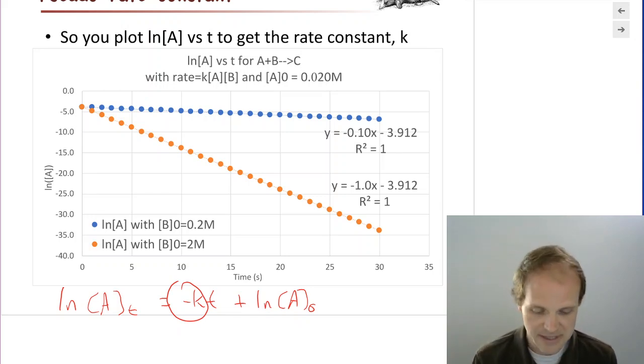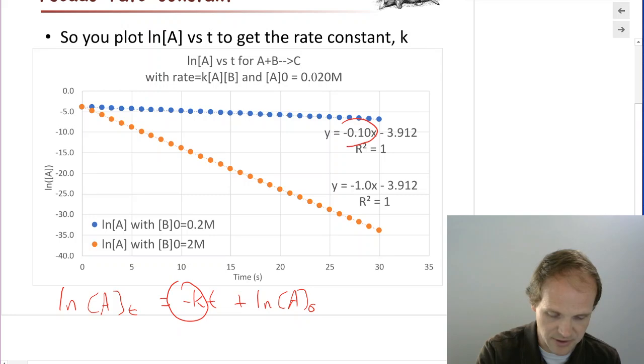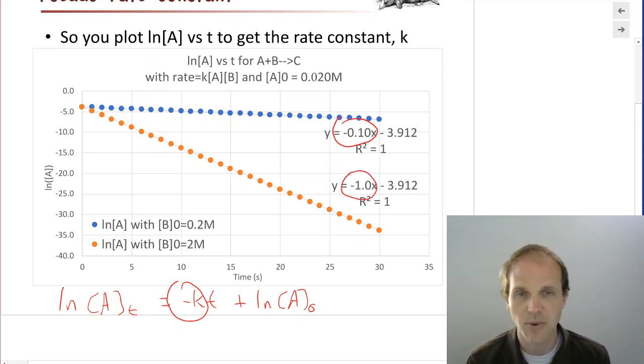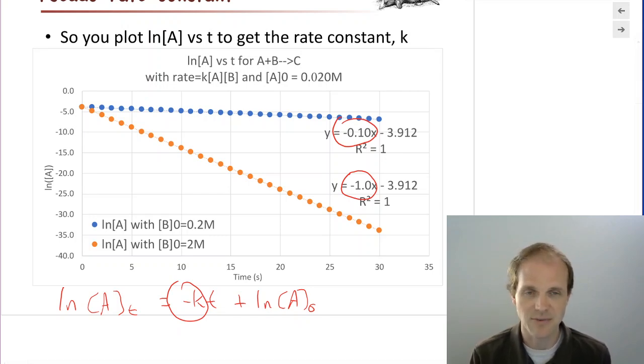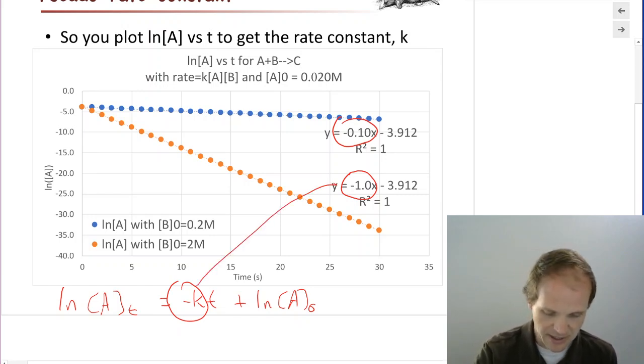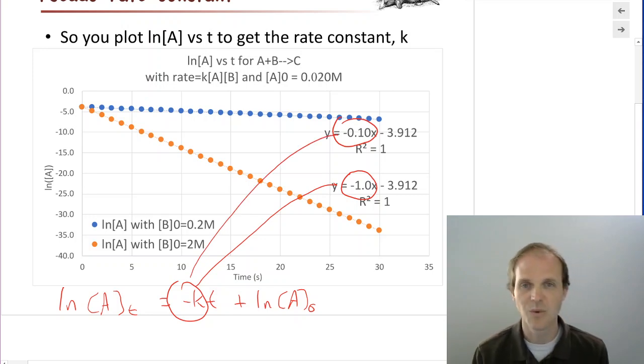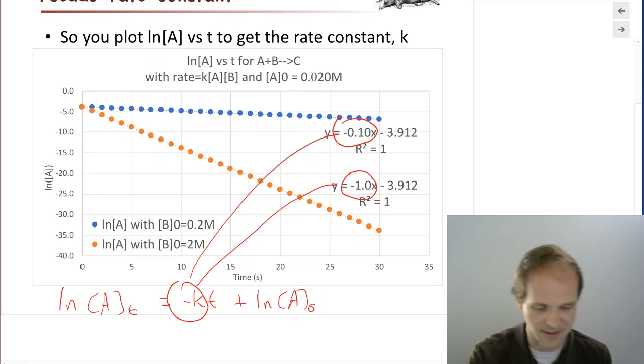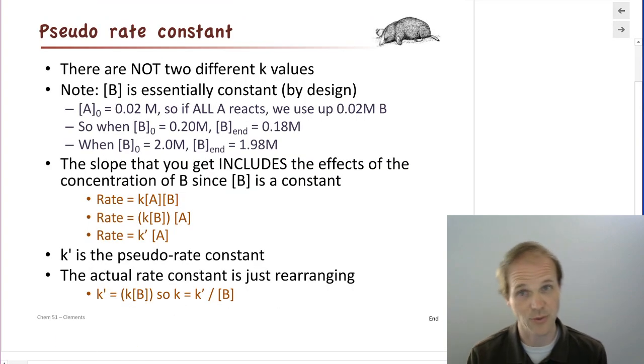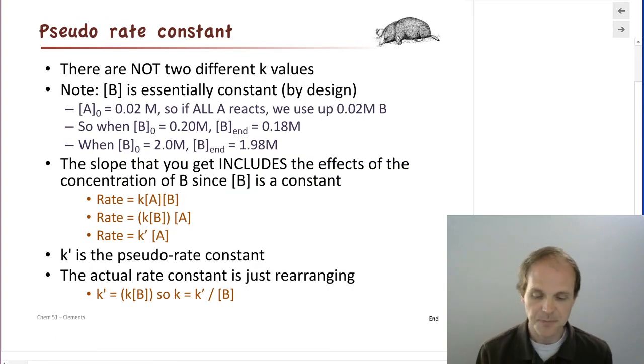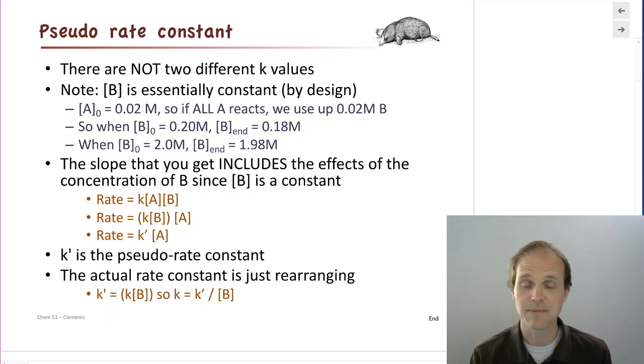But what do we see? We see that we actually get two very different slopes. For one of them, we get negative 0.1, and for the other we get negative 1.0. Those can't both be our rate constant, because our rate constant should be a constant. So if that's not k, what is it? It's called the pseudo-rate constant. Okay, so you've said that twice now. What does it mean?